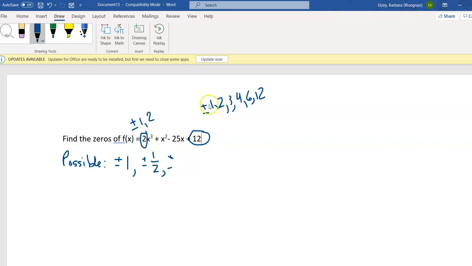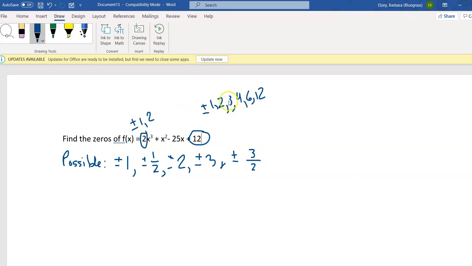Let's go to 2. I could have 2 over 1. Well, 2 over 1 is 2. I could have 2 over 2. Well, 2 over 2 is 1, so I've already listed 1. All right, so let's go to 3 and put 3 over both of these. 3 over 1, well, that's 3. And then 3 over 2, positive and negative 3 over 2. All right, that's 3 over both of these.